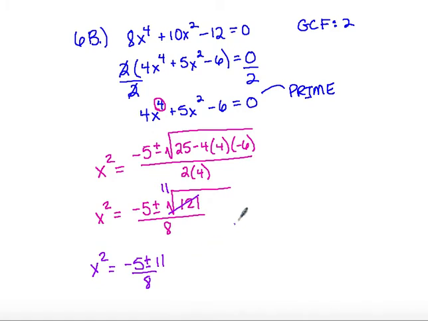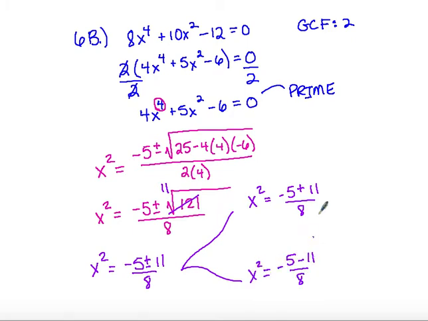Now I'm going to have to actually do this separately. So I'm going to have x squared is equal to negative 5 plus 11 divided by 8. And then I'll have x squared is equal to negative 5 minus 11 over 8. So to do this math pretty quickly, negative 5 plus 11 is going to give me 6 over 8, or that's going to reduce to 3/4. And then come down here, negative 5 minus 11 is going to give me negative 16 over 8, which is negative 2. Now it looks to be like I'm done, but I'm not quite there yet.